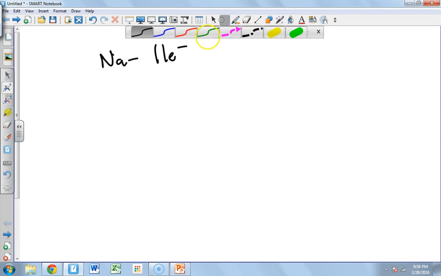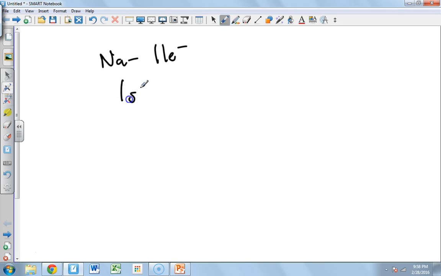1s2, 2s2, 2p6. Great. 2, 4, 10. We've put 10 electrons somewhere. Now, where do we put the last electron? It's 11 electrons. We need to put that 11th electron someplace.